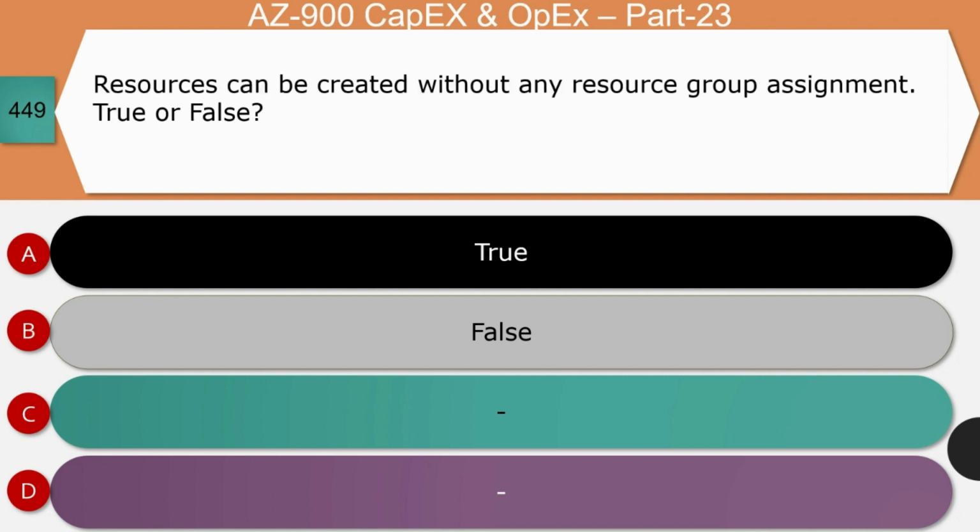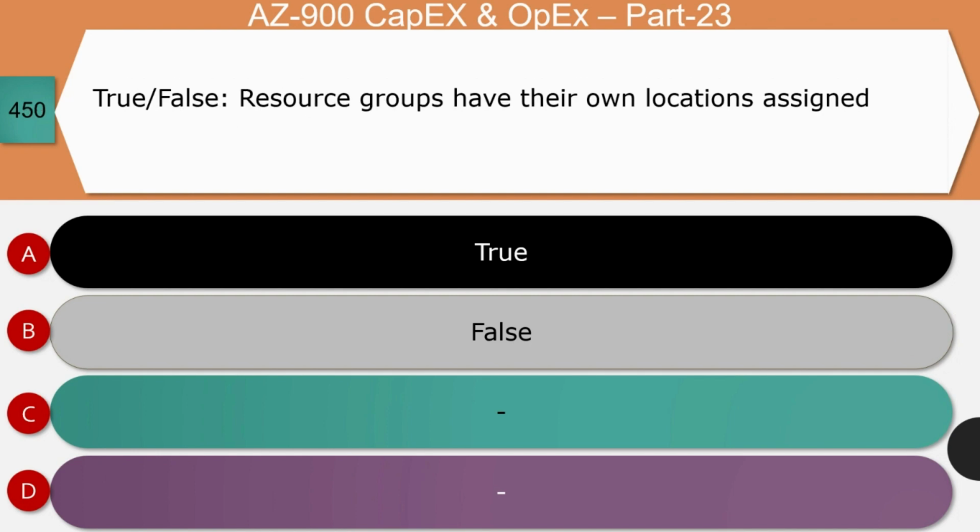Next question: resources can be created without any resource group assignment. Is it true or false? The right answer for this question is false. While creating a resource, assigning it to a resource group is a mandatory requirement and so it cannot be avoided. In fact, the very first thing you do while setting up the Azure environment for your company for the various business needs is create the required resource groups, and only then can you start picking the resources and assigning them under any of the resource groups you have created.